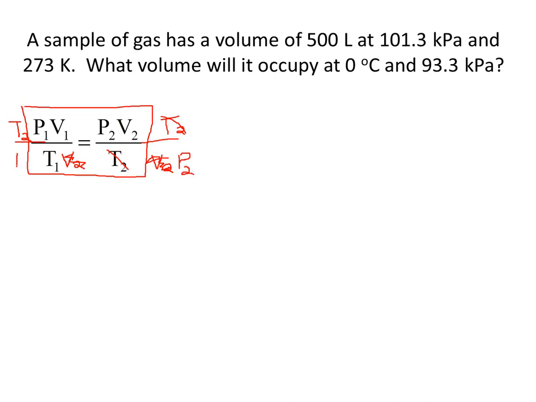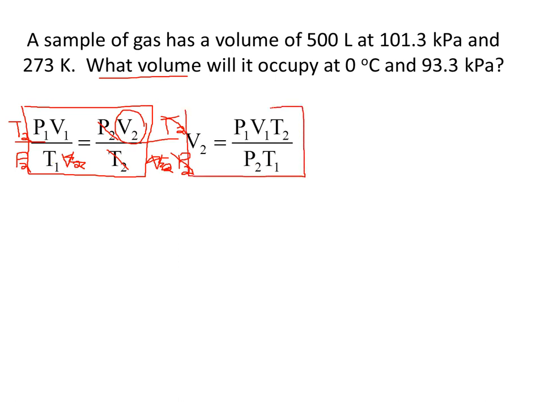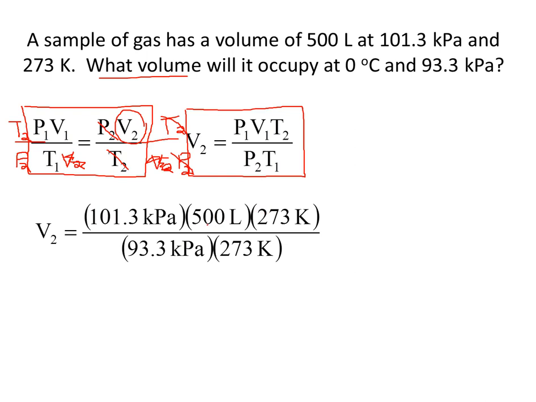So if I divide this side by P2 and this side by P2, it'll be eliminated from the right hand side of the equation. It'll be over on the left hand side, and I will now have my final volume isolated, which is what I'm looking for. Let me write that a little nicer, saying that V2 is equal to P1 times V1 times T2 divided by P2 times T1.